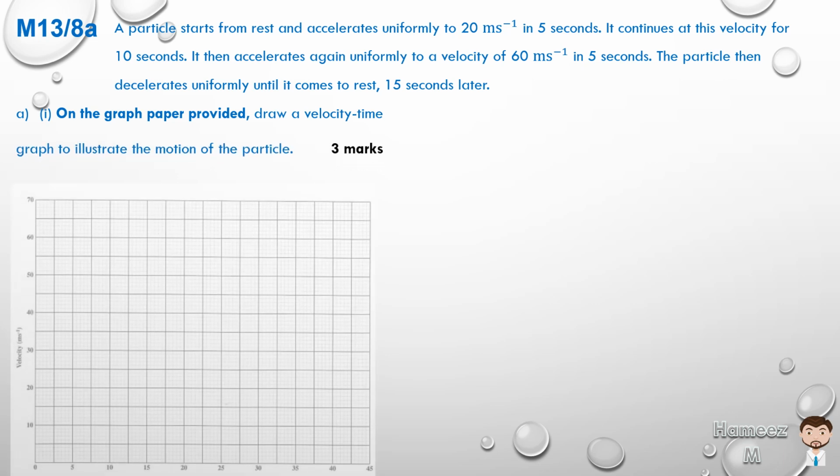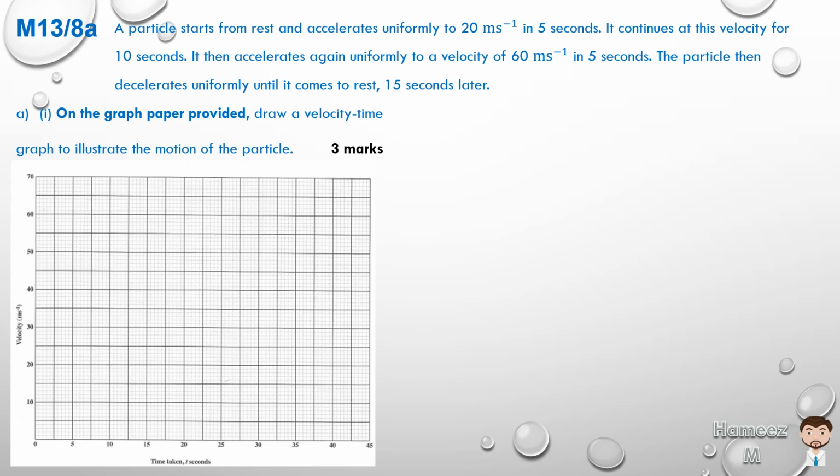So let's look at the graph. Let's underline the first important thing. It starts from rest. So that means your graph is starting at 0 meters per second. And then it accelerates uniformly, so it's going in a straight line. It's increasing to the right to 20 meters per second in 5 seconds. So we can draw that first green line sloping up to the right. And then what happens? It continues at this velocity for 10 seconds, so it remains constant.